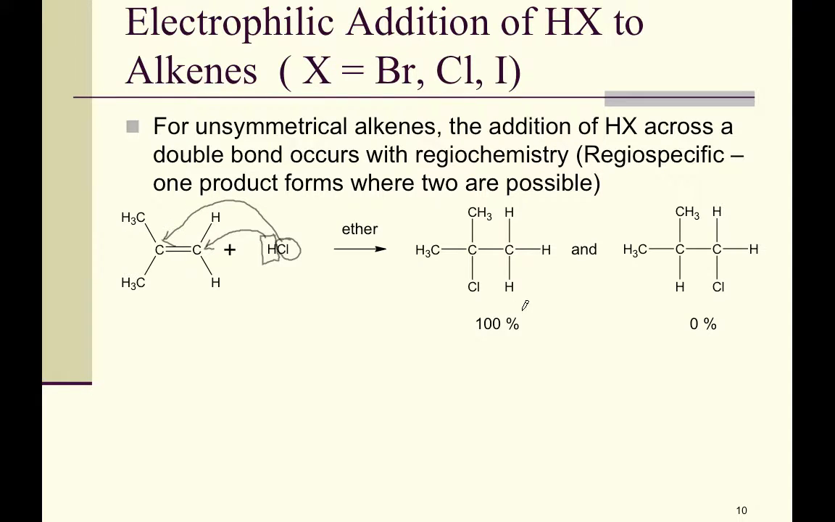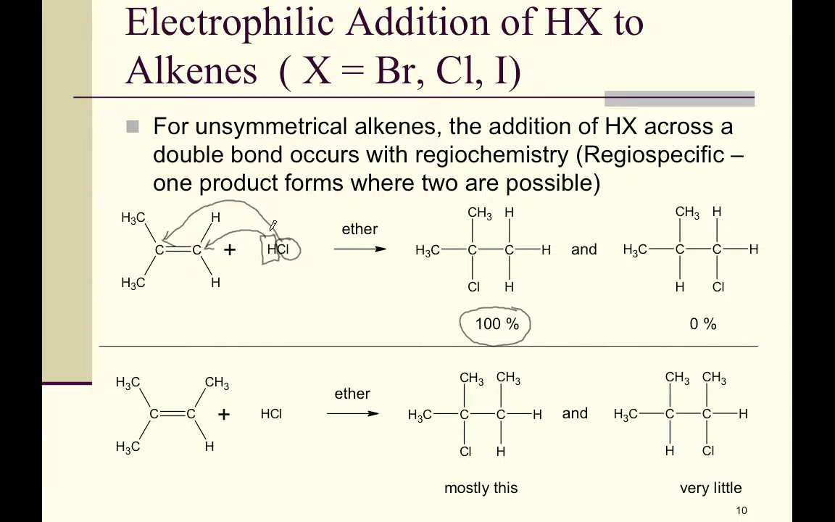We see here that we have 100% where the hydrogen went to the carbon on the right-hand side and the chlorine on the left. We don't get any of the product where chlorine would go on this side. Let's compare that to another starting material. This hydrogen here is most of the time going to go to this carbon right here, and this chloride is going to go here. We're going to get mostly this, but very little of this.